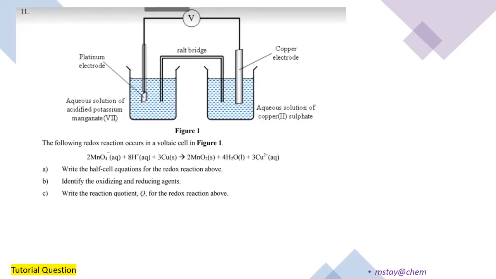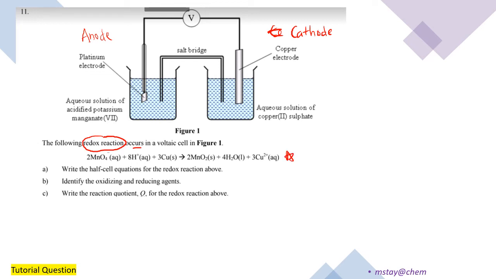Okay, let's proceed to the last tutorial question in 3.2 Nernst equation, which is question 11. When we look at this diagram, normally we will think that the left-hand side is the anode, while the right-hand side is the cathode. But when we go through the question, you will notice that they give us the redox reaction that occurs in figure 1, which is this.